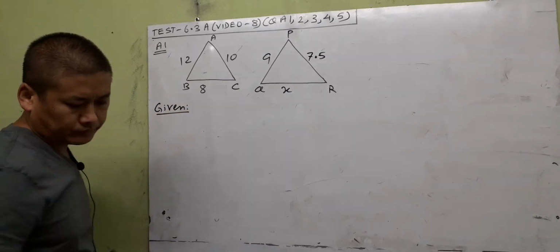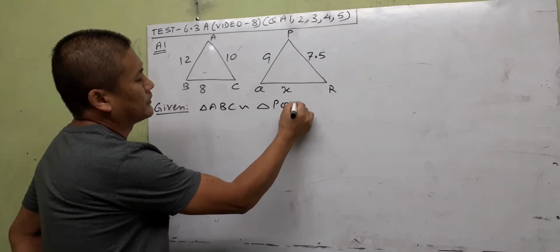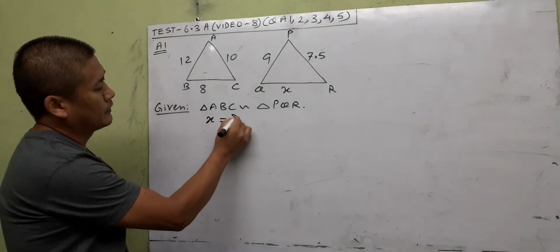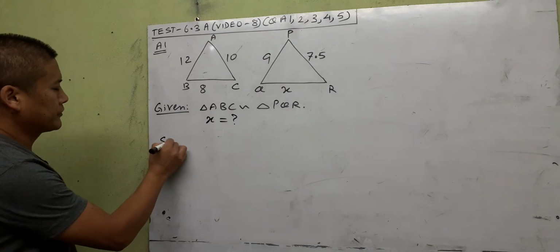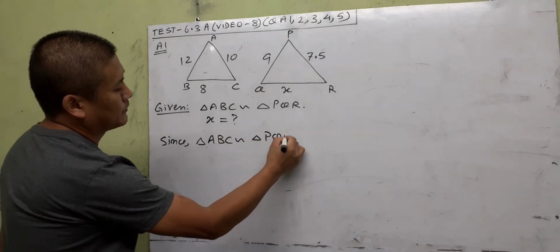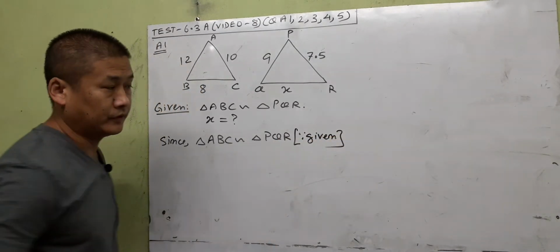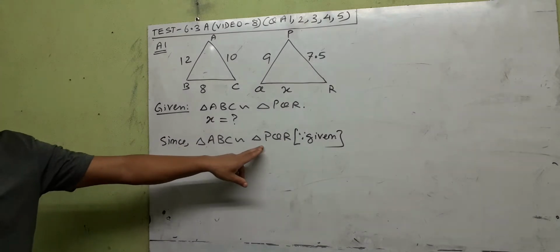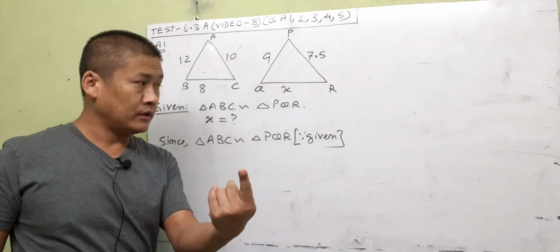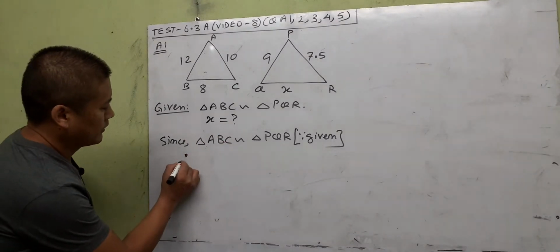From the question, it is clearly mentioned that these two triangles are similar. Okay, triangle ABC is similar to PQR, and then we have to find X. So let us start here. Since triangle ABC is similar to triangle PQR, because we know this as given in the question. Now, if two triangles are already established to be similar, two things always follow: corresponding angles are equal and corresponding sides are proportional. So we need the side, so let us do that first, because X is a side, right?